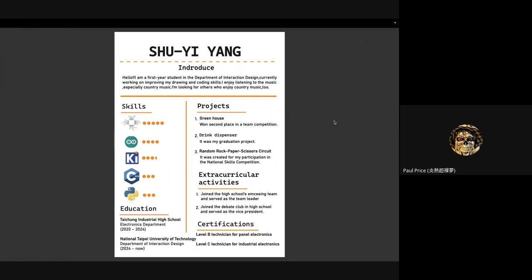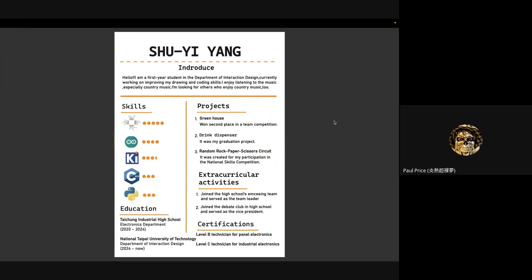Okay, hello guys, I'm Shui, and I'm a first year student in the Department of Interaction Design. Currently working on improving my drawing and coding skills. I enjoy listening to music, especially country music. I'm looking for others who enjoy country music too. And let's talk about my skills. Okay, the circuit design. Because my high school major was in electronics, which required me to study circuits and programming. I feel more confident in circuit design because I have studied it for 2 years.